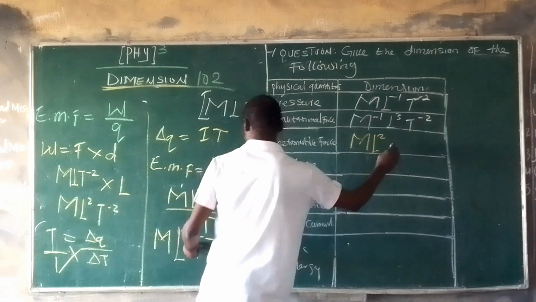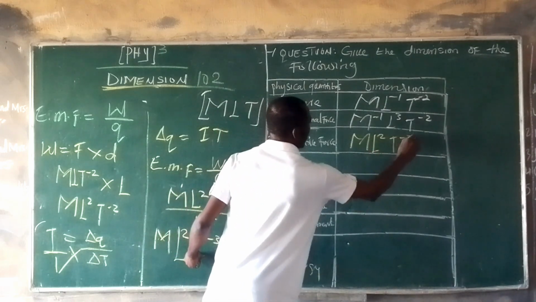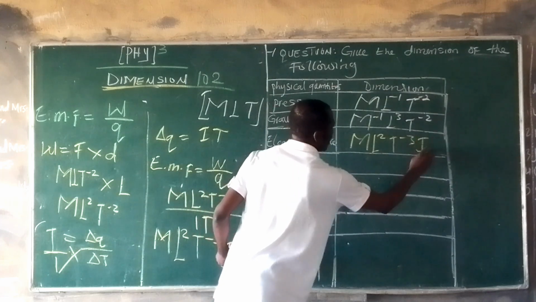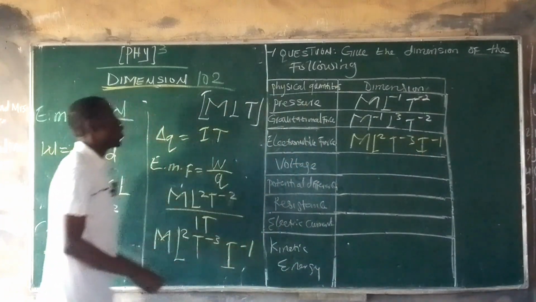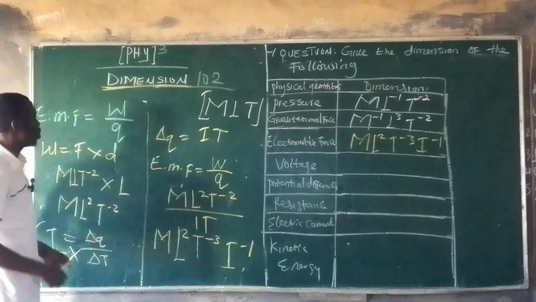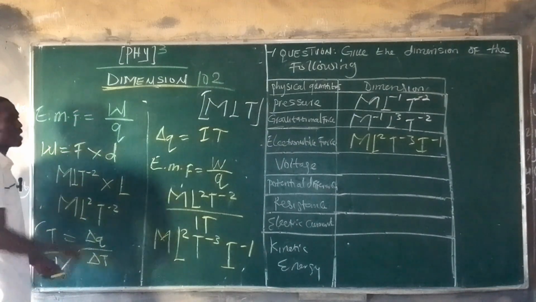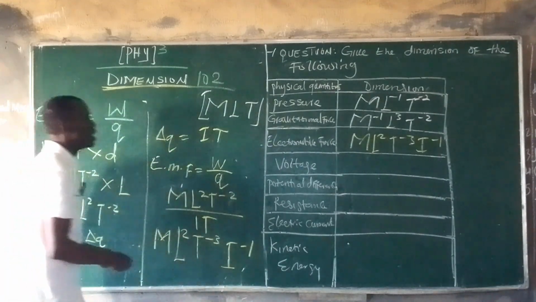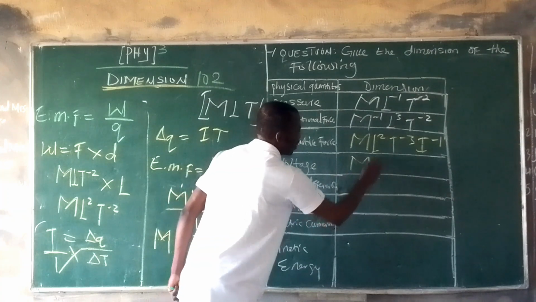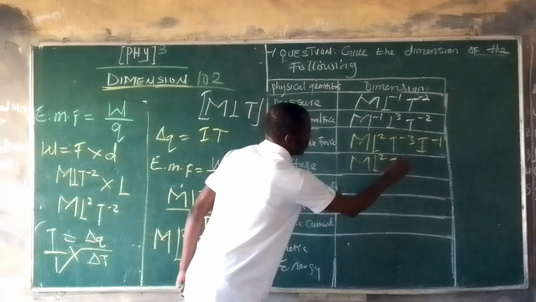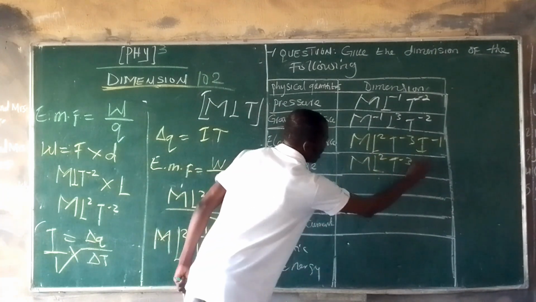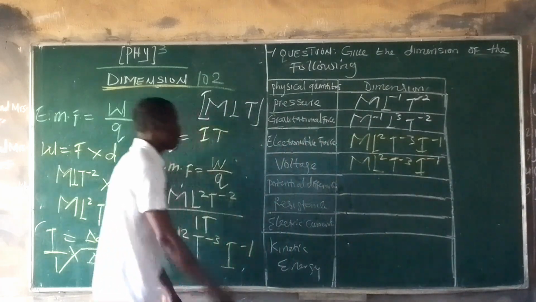ML2, then we have T to the power of minus 3, and I is minus 1. Well, voltage is the same thing as work done over time. And if it's work done over time, it's still the same process of solving. So let's put it there: T to the power of minus 3 and current raised to the power of minus 1.